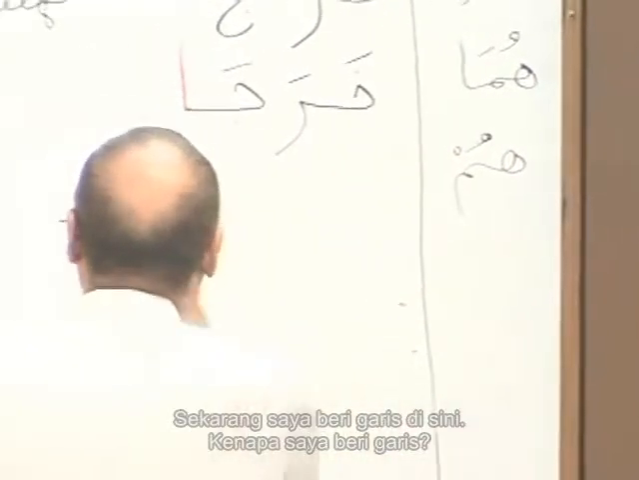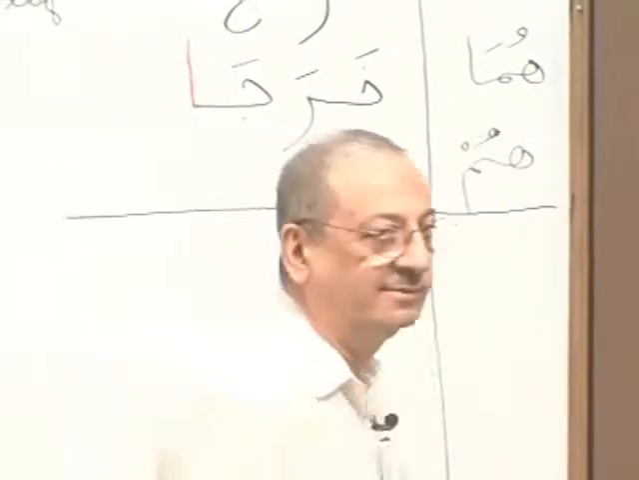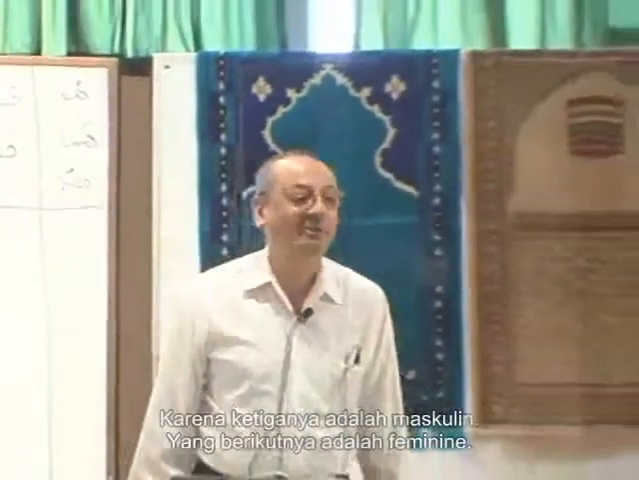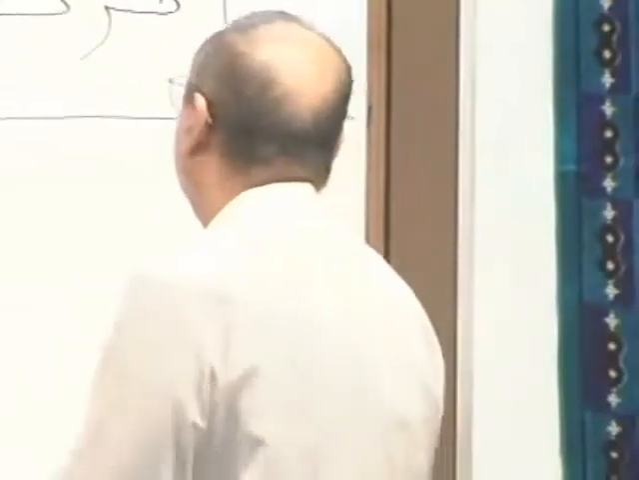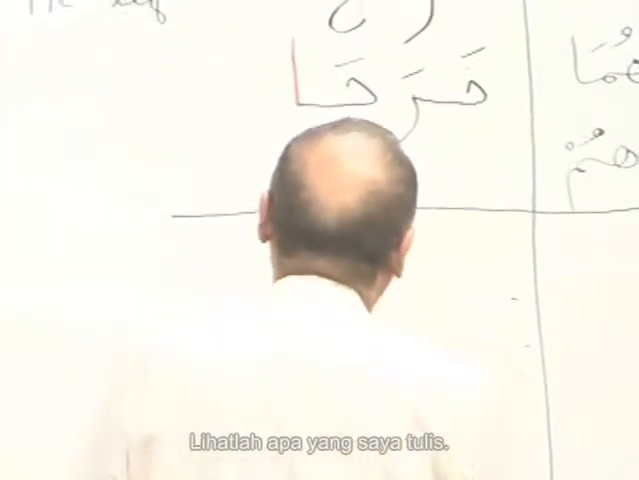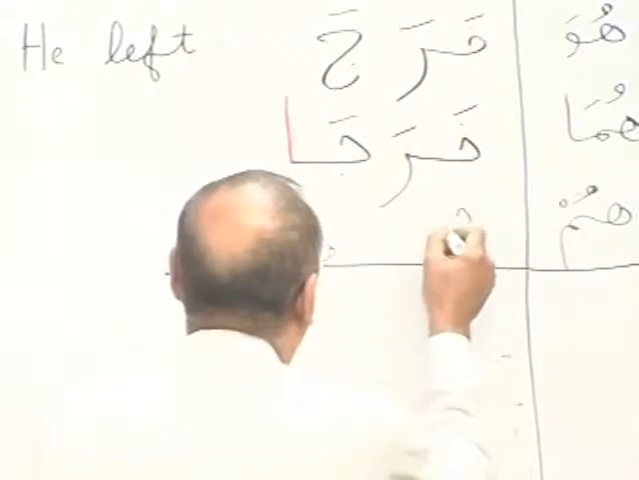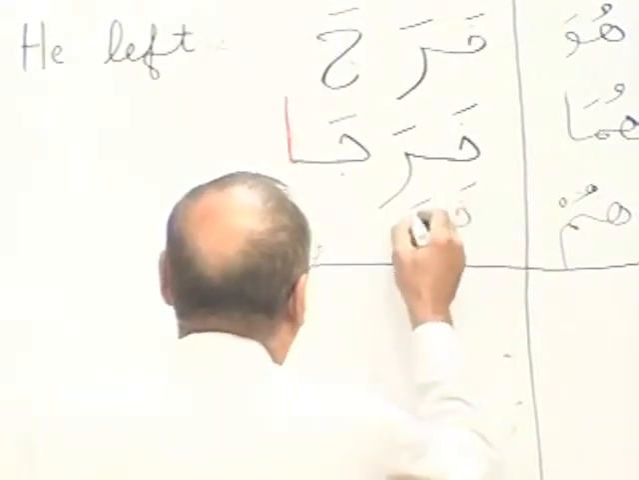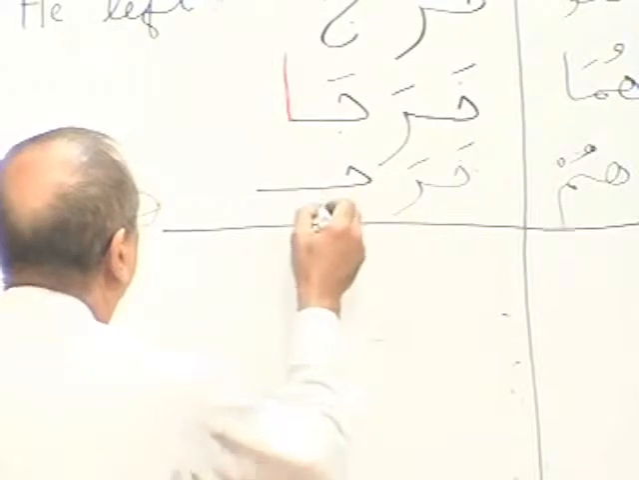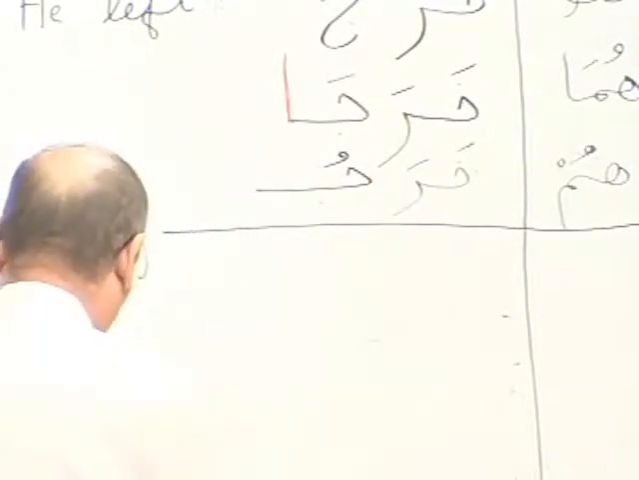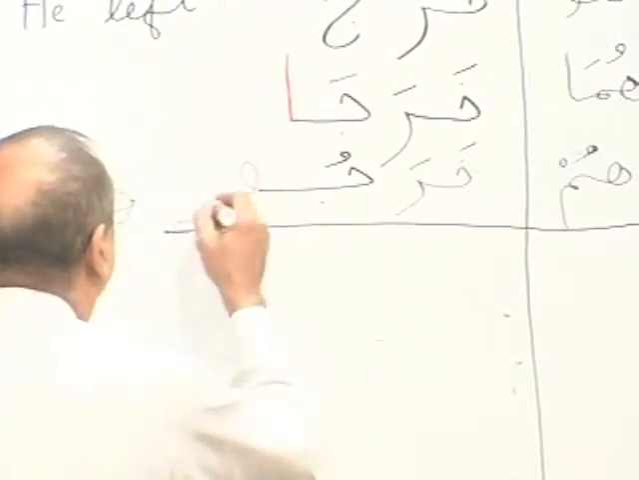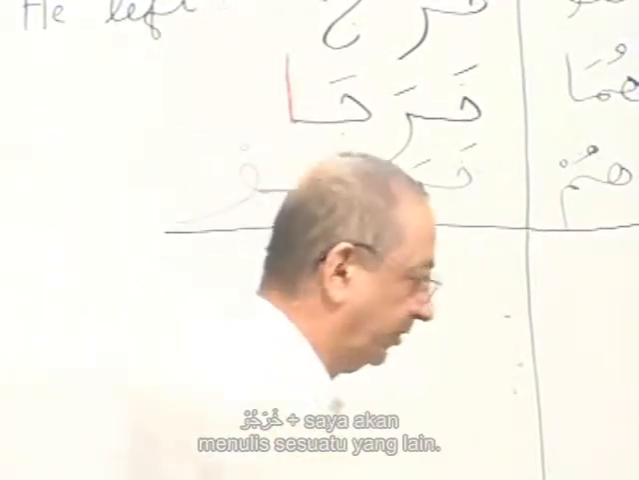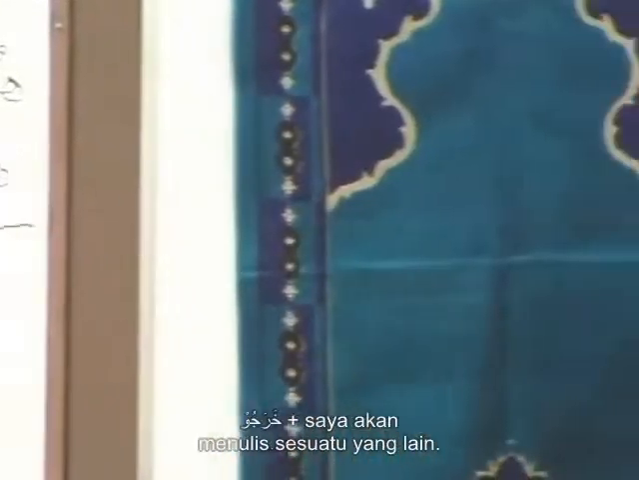Now I'll put a line. Why am I putting a line here, brother? Because this is masculine. Next one will be feminine. Fine. Look at this. What am I writing, brother? Kha, ra, kharaju, plus I will write down something else. I'll put an alif here.